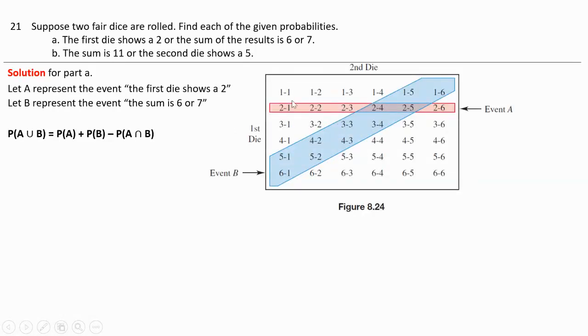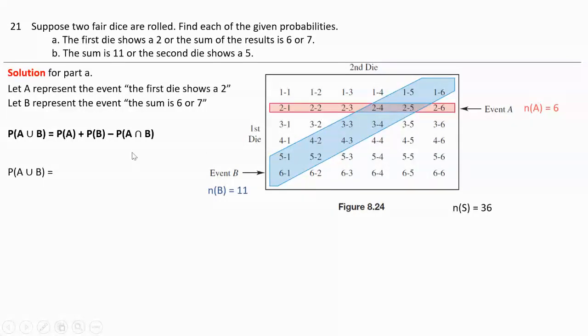Here's all the possible combinations that you can roll with the dice. There's going to be 36 in my sample space, because there's 6 across and 6 down, so 6 times 6 is 36. For the first die to show a 2, it's going to be this in red, which is 2,1, 2,2, 2,3, 2,4, 2,5, and 2,6. So there's going to be 6. Now for B, for the sum to be 6 or 7, it's going to be 11 because there's 1, 2, 3, 4, 5, 6, 7, 8, 9, 10, 11. 11 is the number of outcomes that have a sum of 6 or 7.